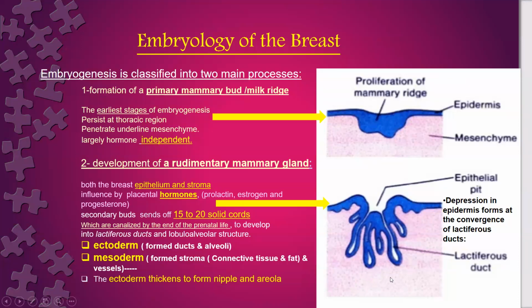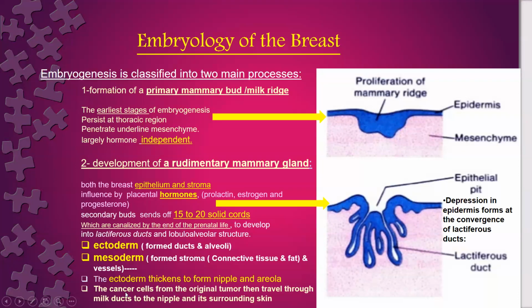While the underlying mesoderm later is going to form the stroma of the breast: fat, connective tissue, and vessels, blood and lymphatics. And both are hormone related, stimulated by the placental hormones.